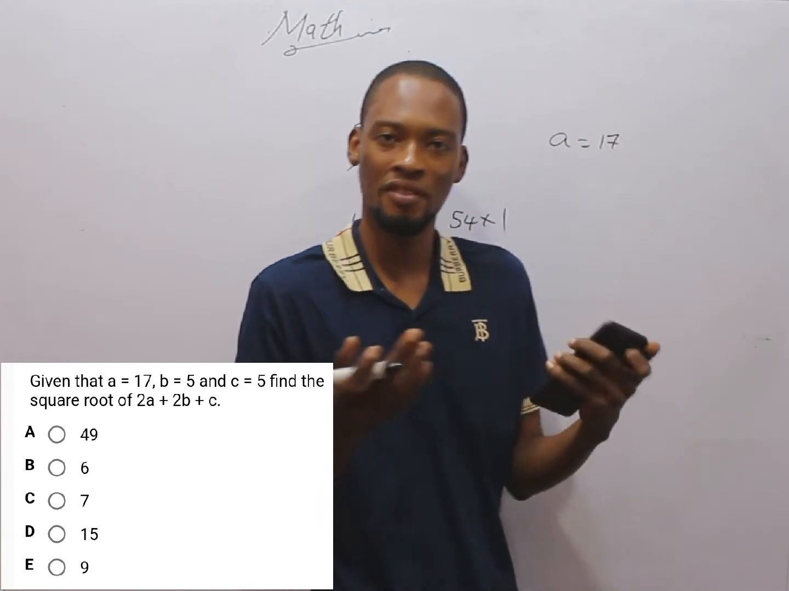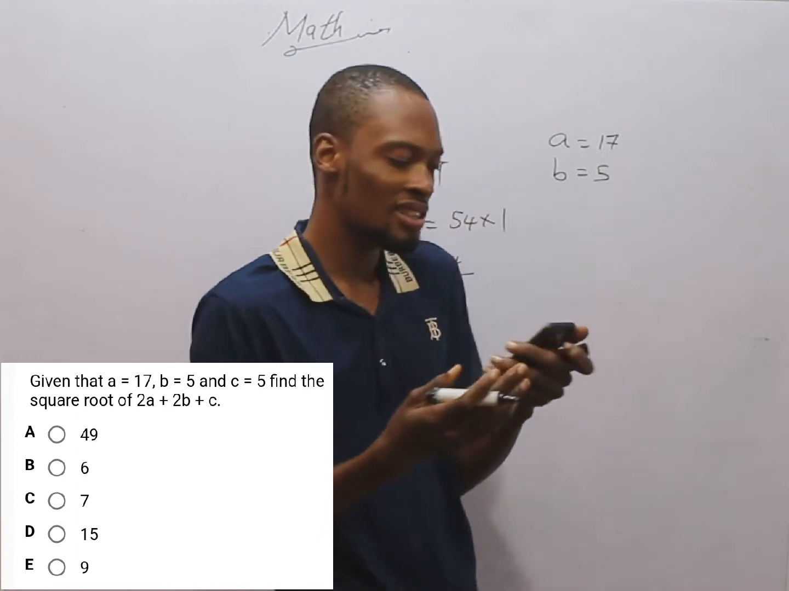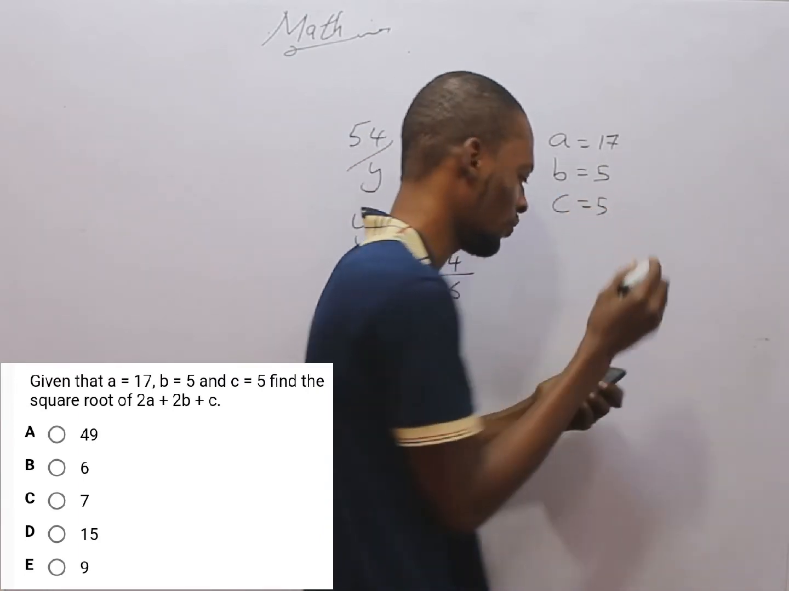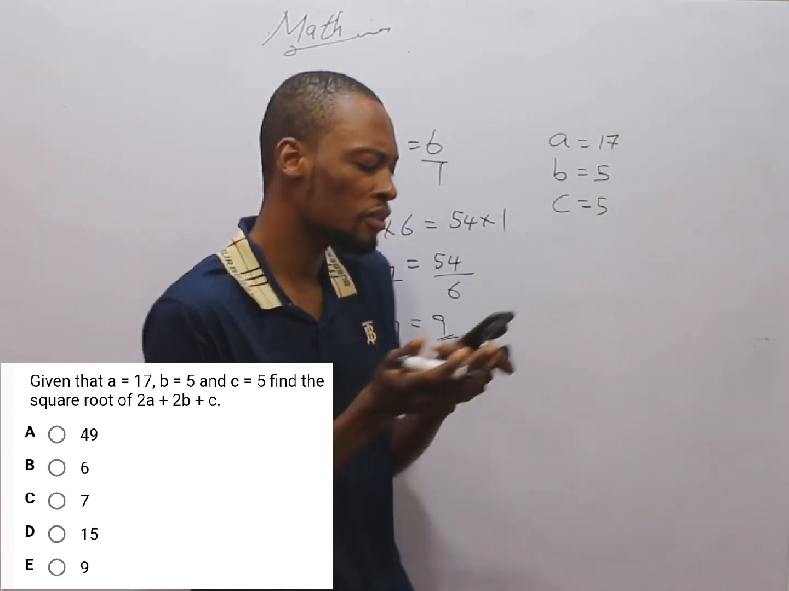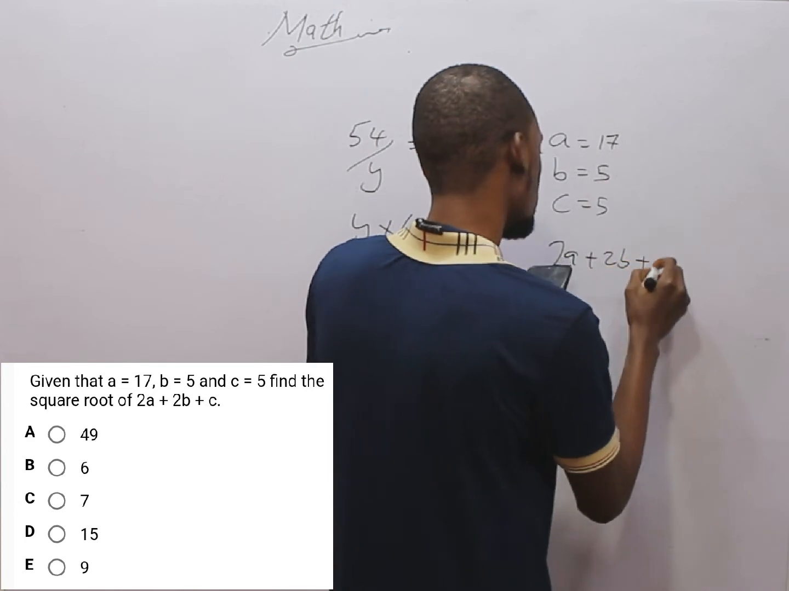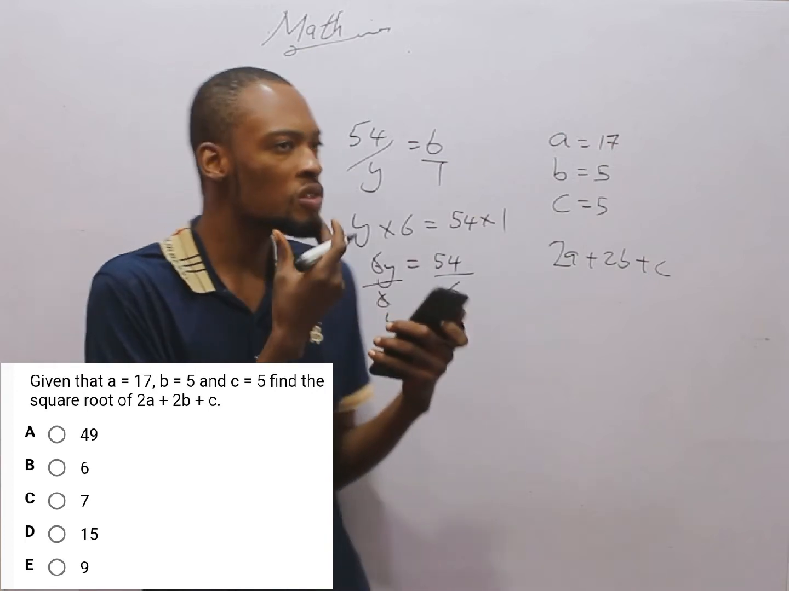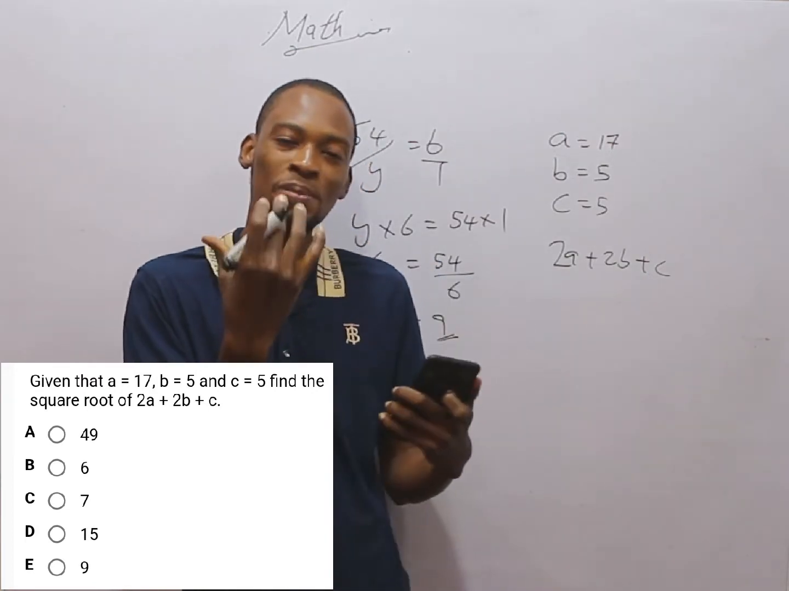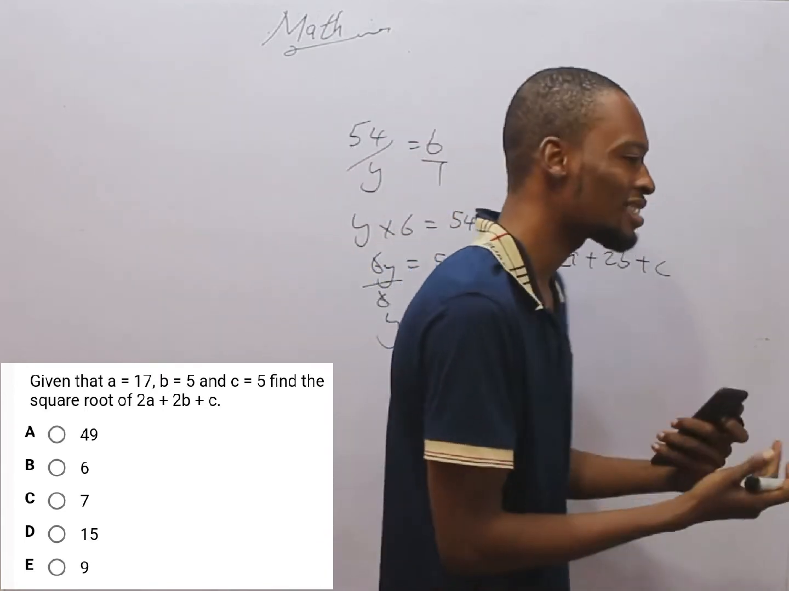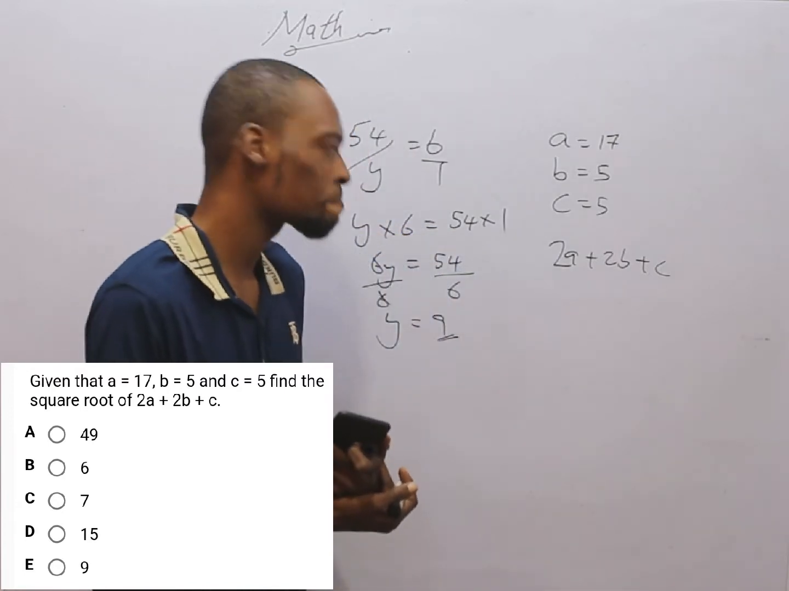Given that a is equal to 17, b is equal to 5, c is equal to 5, find the square root of 2a plus 2b plus c. This is under substitution. Substitution simply means replacement.